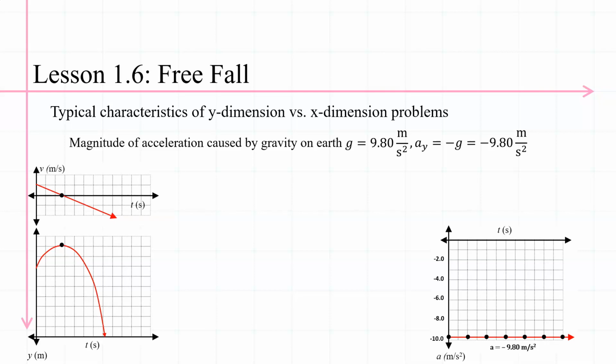Our velocity-time graph would show that at the maximum of the parabola, we're going to have zero velocity. That's where the velocity-time curve crosses the x-axis. It's going to start with a positive velocity, and that velocity is going to become negative.